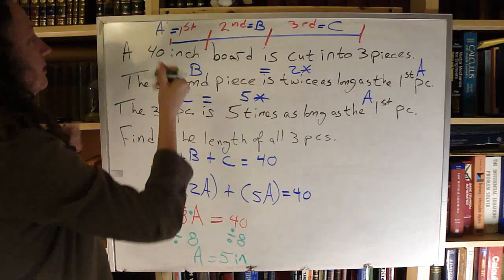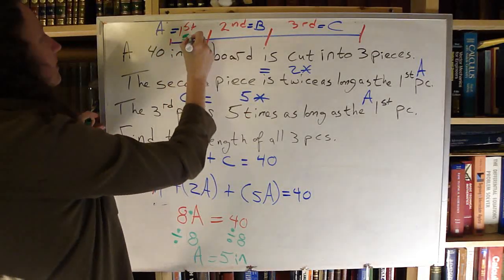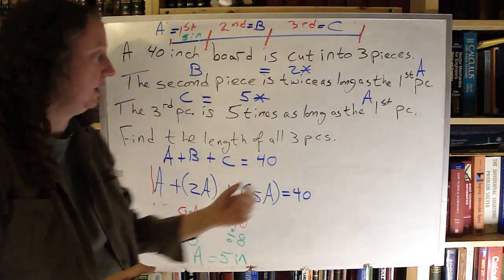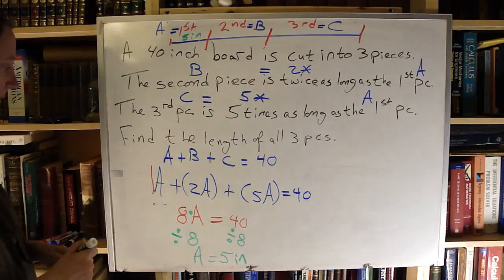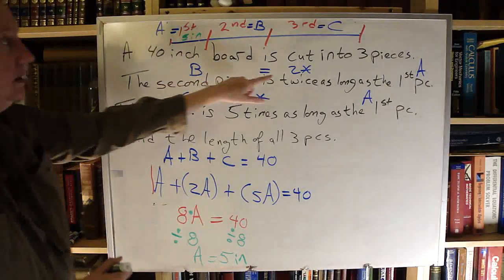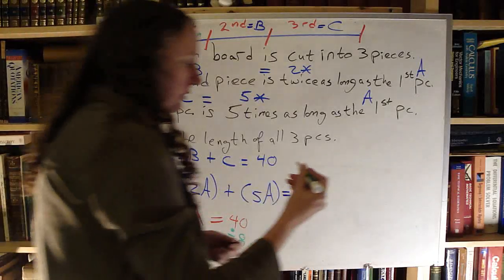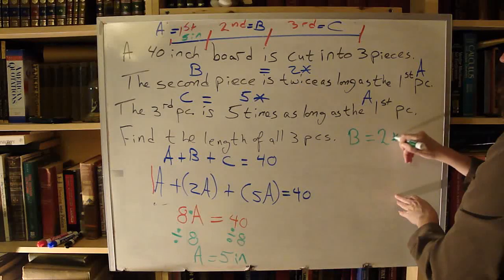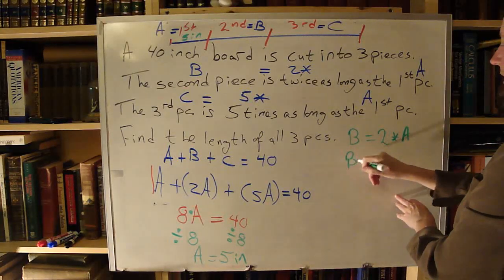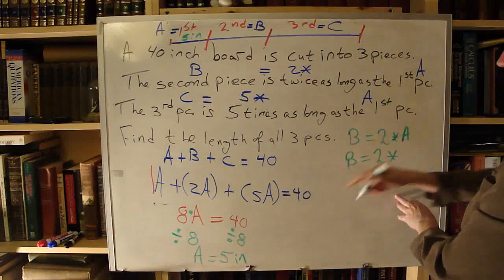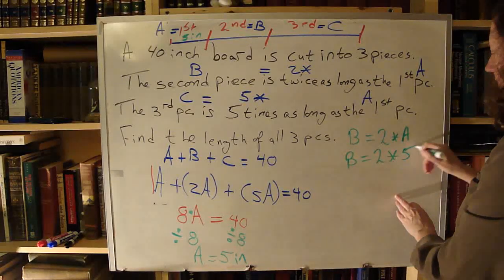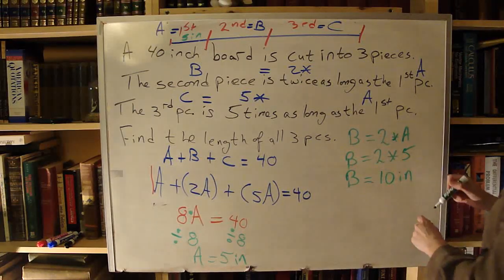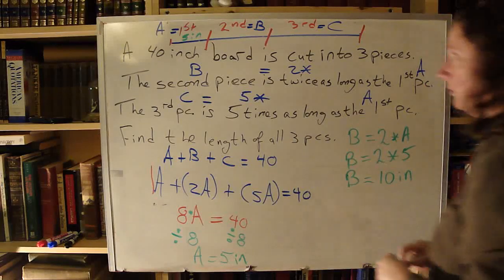Now I know that length. I need to find out this length and that length still, because it wants all 3. So I know that B is 2 times A. So I'm going to put down here, B is 2 times A. So B is 2 times 5 inches. B is 10 inches. I have B.